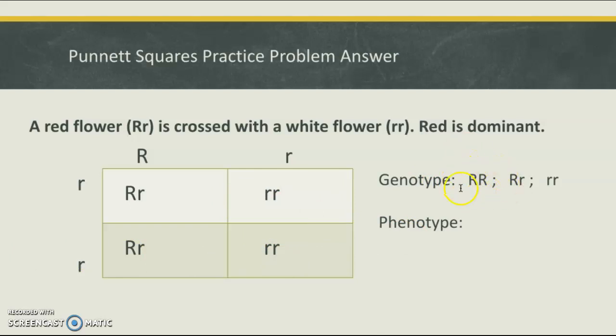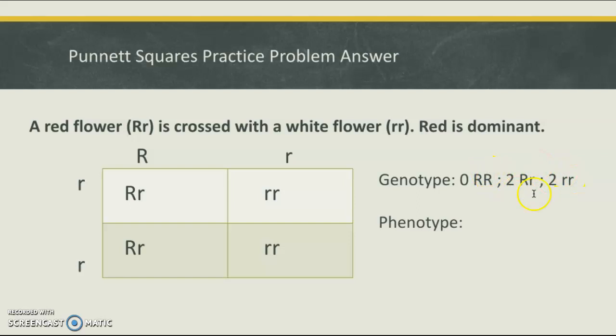Now, do you see any capitalized R in these 4 squares? No. So that's 0. Now, what about capitalized R, lowercase r, aka heterozygous? Well, there's 1 and 2. So there's 2. What about lowercase r? Lowercase r is 1 and 2. So there's 2 of them. So if we did it in a percentage fashion, we have 0% because there's 0 of them that have capitalized R.